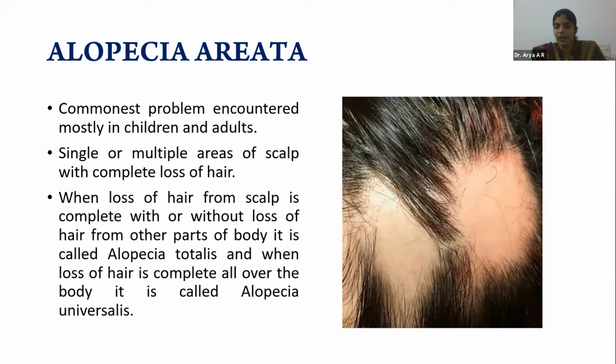This is complete loss of hair all over the body. That is, you could see hair loss of the eyebrows, eyelashes, scalp, everywhere. The loss of hair is prominent. That is complete loss of hair, and it is called alopecia universalis. When there is complete loss of hair in the scalp, with or without loss of hair on any other part of the body, it is called alopecia totalis. And alopecia areata is a condition where you could see patches of hair loss in your scalp. There may be one or multiple regions. Okay.